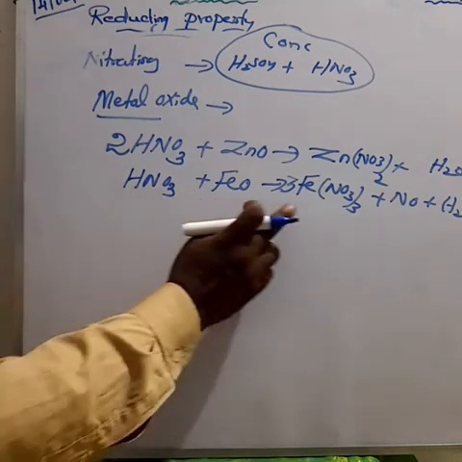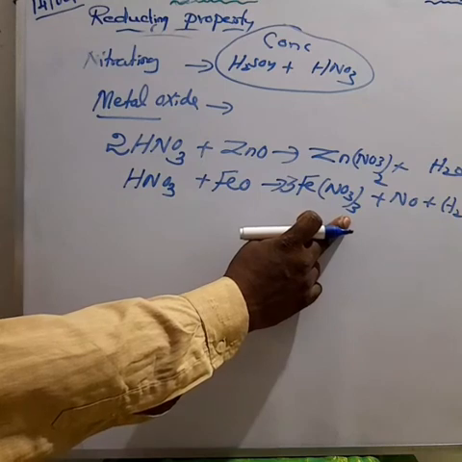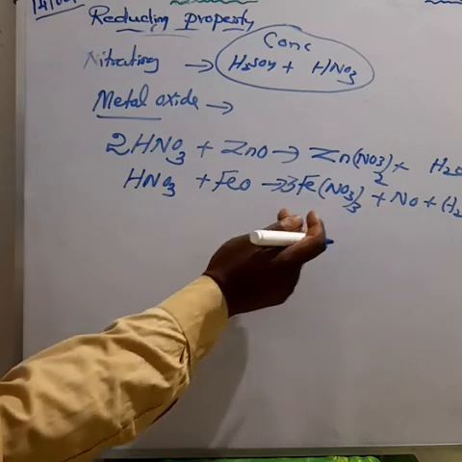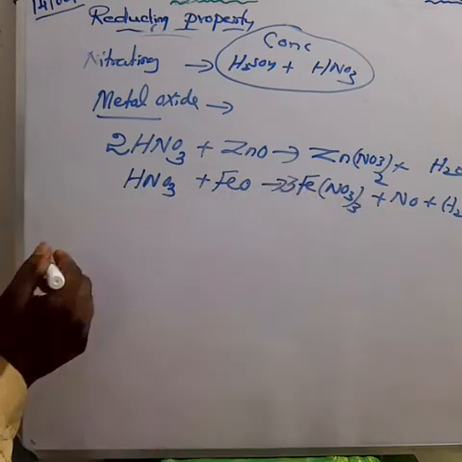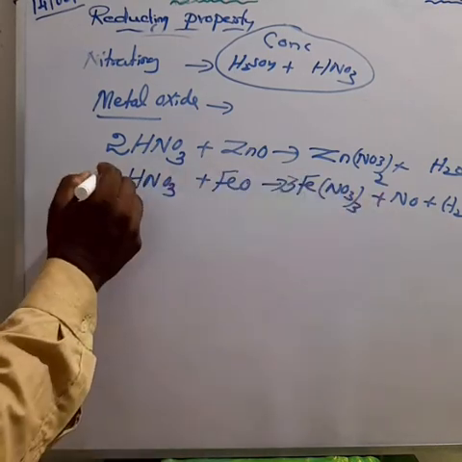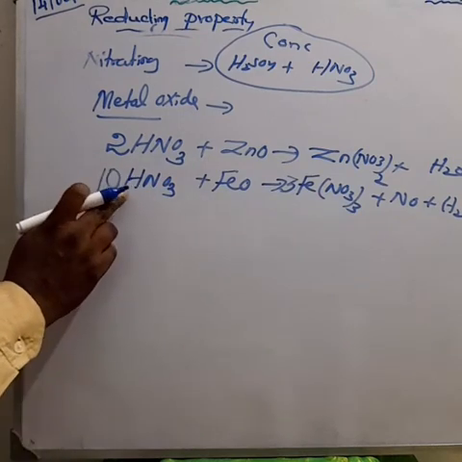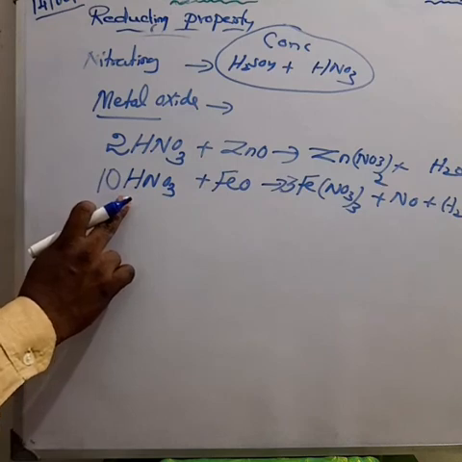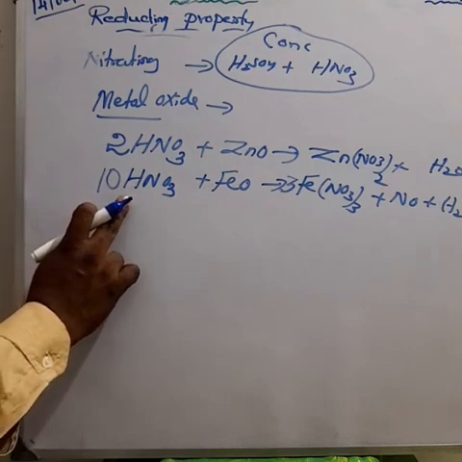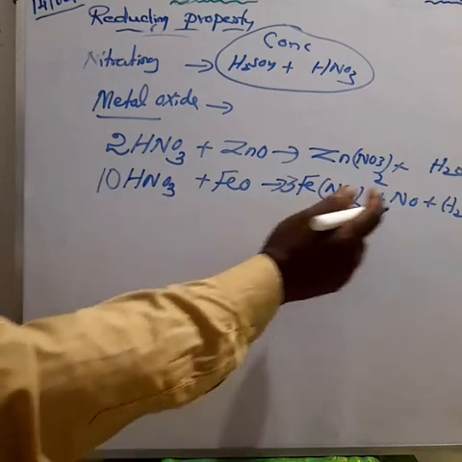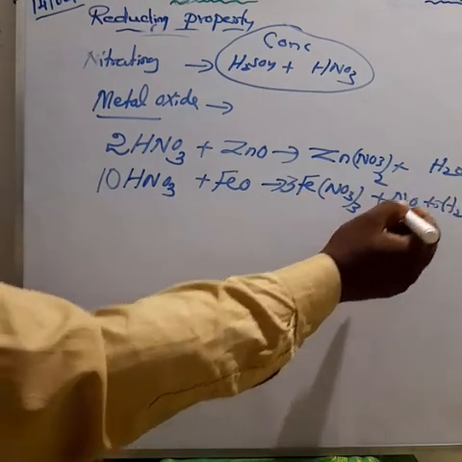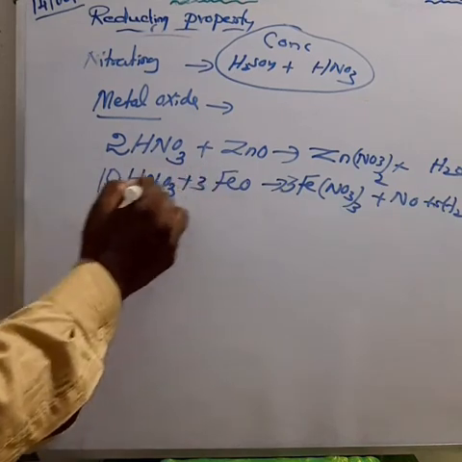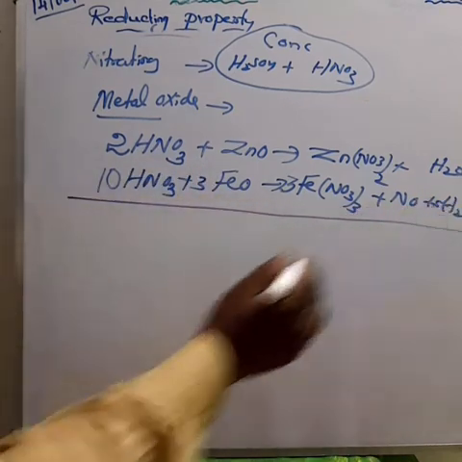3 into 3 is equal to 9. 9 plus here having 1 nitrogen in NO, so 9 plus 1 is equal to 10. So 10 nitrogen having. So make it on the reactant side 10 nitric acid, 10 HNO3. How much hydrogen is there? 10 hydrogen. So make it 5 water here. Hydrogen is balanced. How much iron is there on the product side? 3. So make it 3 here. Now the equation is balanced.